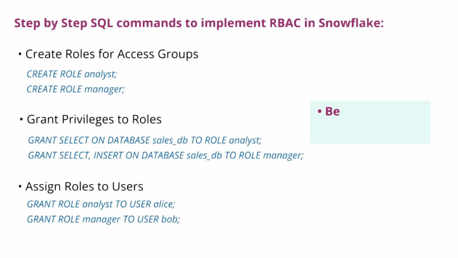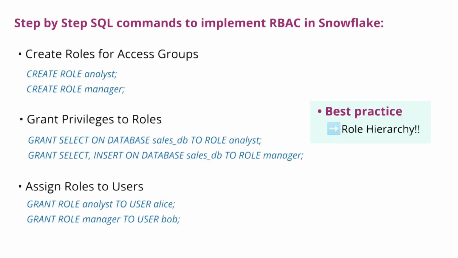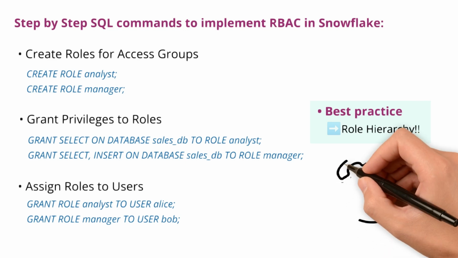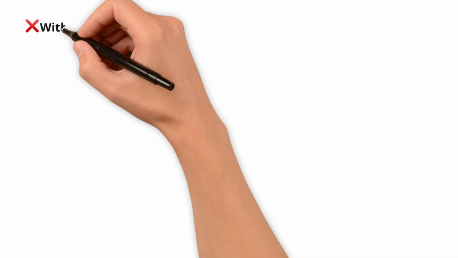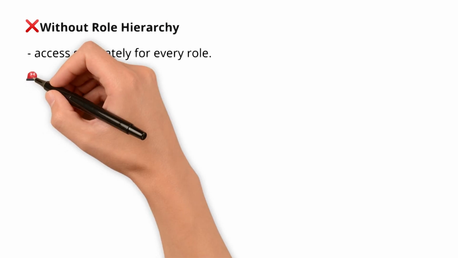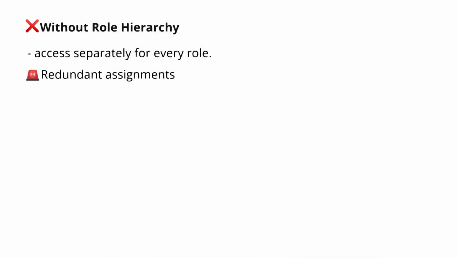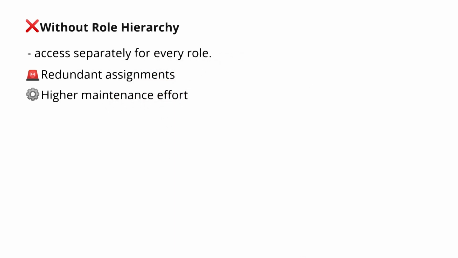And the best practice as you implement RBAC is following role hierarchy, which is simple yet scalable. What exactly is it? Without role hierarchy, you must assign access separately for every role. This means redundant assignments and higher maintenance effort every time access changes.